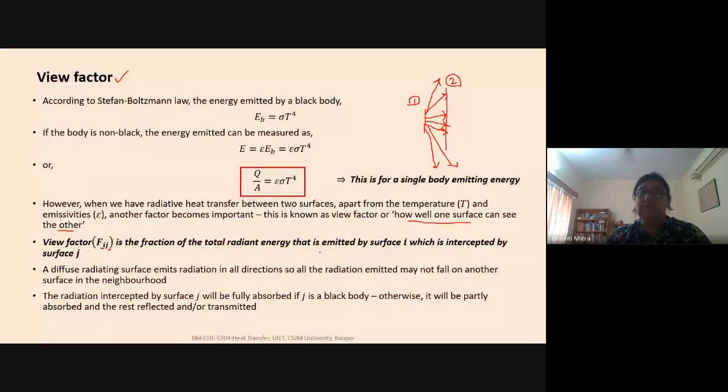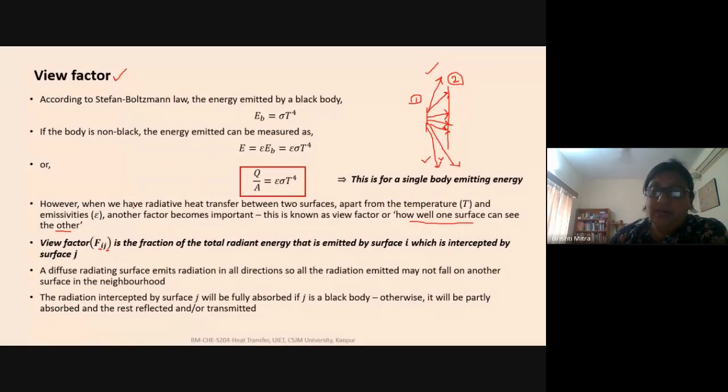This is the fraction of the total radiant energy emitted by surface i which is intercepted by surface j. If you look at the arrows, you will see that this arrow, this one, and this one fall on body 2. However, this arrow and the last two arrows out here do not fall on body 2. So the entire radiation given out by the first body is not falling on the second body, only a fraction of it is. And this fraction is given by the view factor.